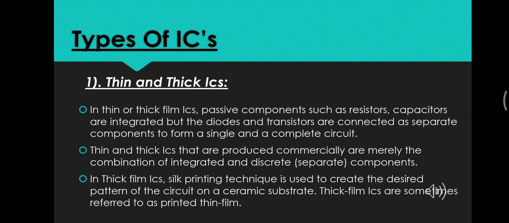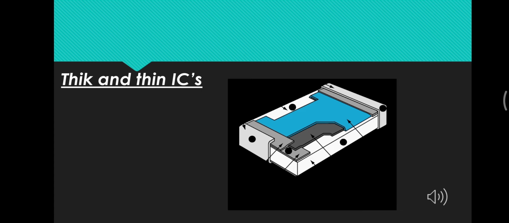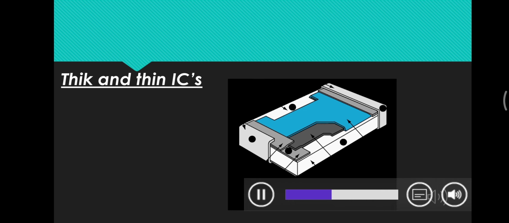Second, thin and thick film ICs that are produced commercially are merely combinations of integrated and discrete separate components. Third, in film ICs, silk printing technique is used to create the desired pattern of the IC circuit on a ceramic substrate. Thick film ICs are sometimes referred to as printed thin film. Here is the picture of thick and thin film ICs.